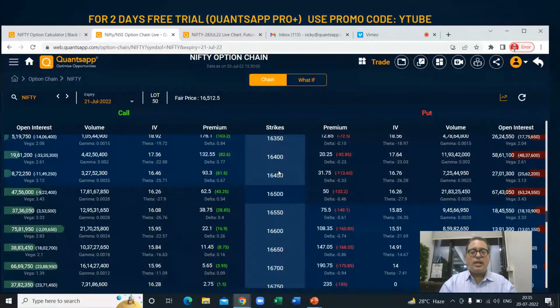We understood today how delta behaves with respect to volatility. We understood how delta behaves with respect to theta decay. Theta decay close to expiry is high, and theta decay away from expiry is slower.